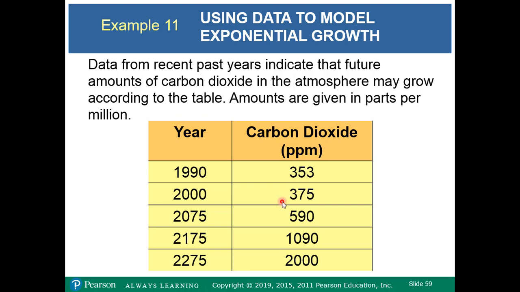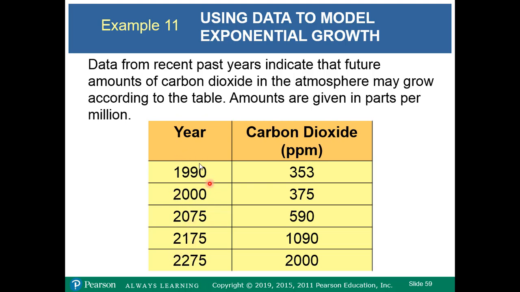So let's take this example. We're going to use year and carbon dioxide. So here's the data indicating the years, and future amounts of carbon dioxide in the atmosphere may grow according to this table. Here's 1990, 2000, 2075, 2071, and so forth. So these are all future values here.